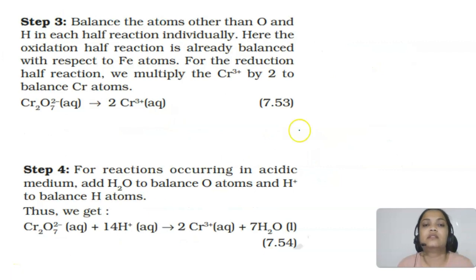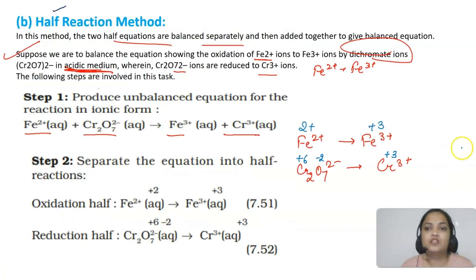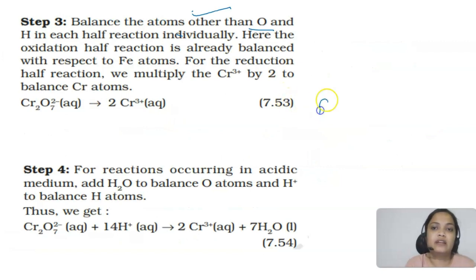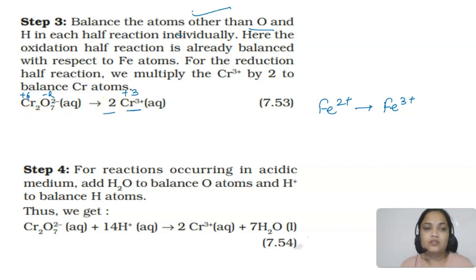Next, third step, balance the atoms other than oxygen and hydrogen. So except oxygen and hydrogen, we will be balancing all the other atoms. In the oxidation half reaction, this is already balanced, no? Fe2+ to Fe3+, iron atoms are already equal, so we are not doing anything in it. But in the reduction half reaction, +6 -2 +3, chromium atoms were not equal, so we multiply Cr3+ by 2. That is the next step.